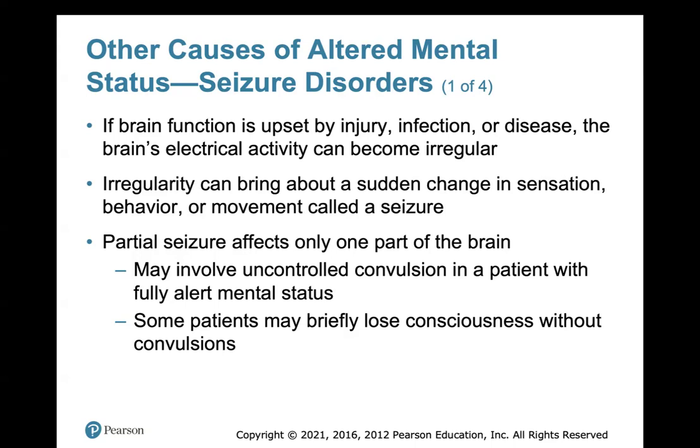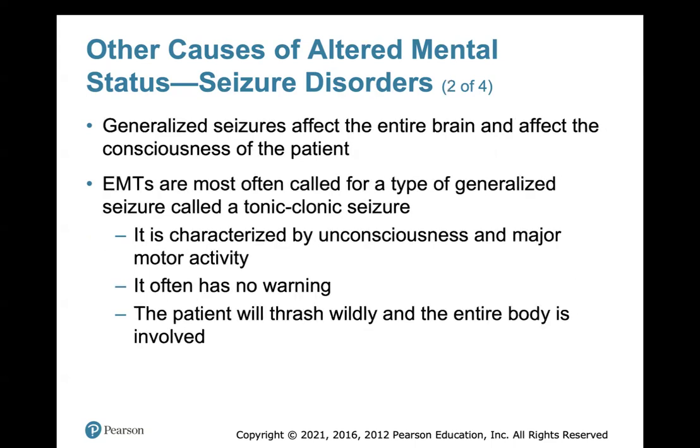So not all seizures are the full flopping on the ground like a fish, things that we see. There's a lot of different types of seizures that we'll deal with. So partial seizure will affect only one part of the brain. It may involve an uncontrolled convulsion in a patient with fully alert mental status. Some patients may briefly lose consciousness without any convulsions. Generalized seizures, on the other hand, will affect the entire brain and affect the consciousness of the patient.